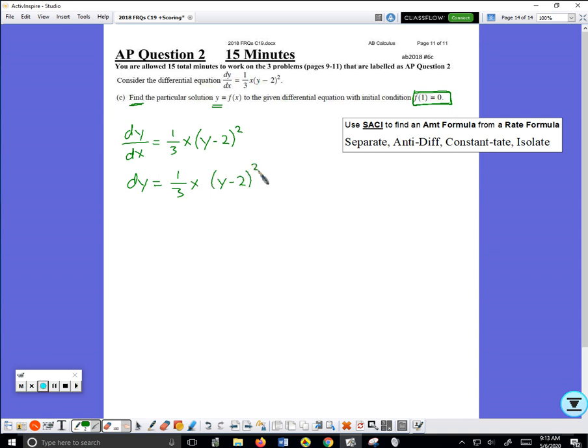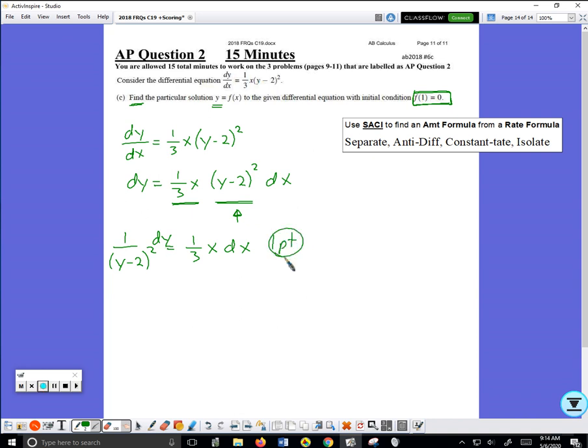Most of the time now, what happens is you end up with one or more factors. So I have a factor here and a factor here. So I'm going to actually multiply both sides by 1 over this factor. So I get 1 all over (y minus 2) squared dy is equal to 1/3 x dx. Oops, forgot the dy. That's 1 point if you get that far.